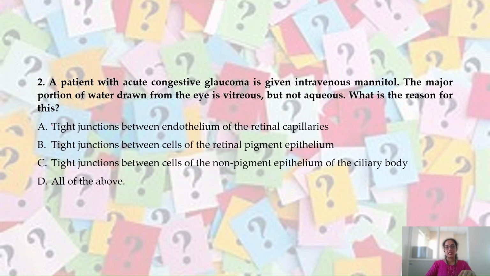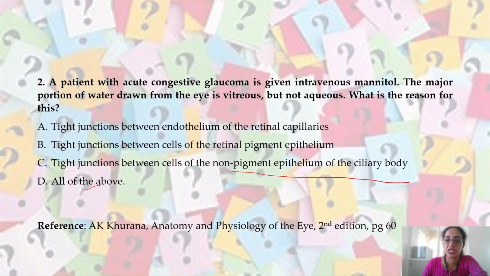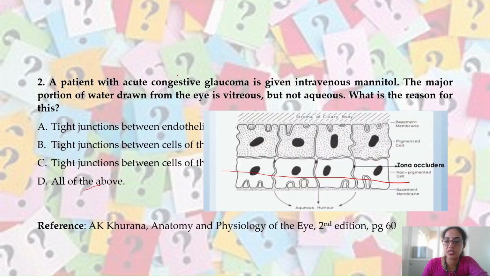So this case typically illustrates the function of a blood aqueous barrier that is formed by the tight junctions between the cells of the non-pigmented epithelium of the ciliary body. As a result, whatever drug is injected intravenously does not gain access into the aqueous that easily. So the fluid that is drawn is mainly from the vitreous but not from aqueous when you give intravenous mannitol.